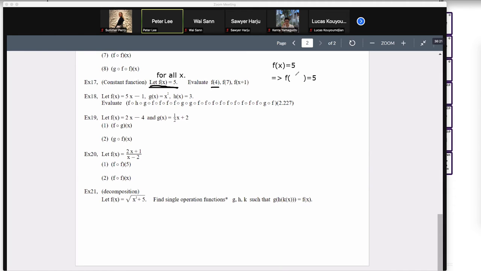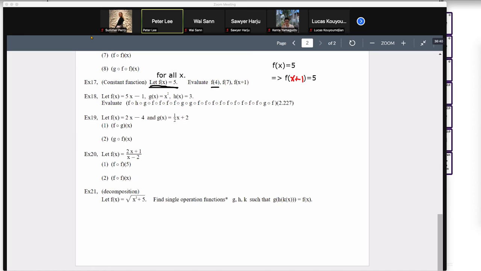So what is f of 7 then? 5. F of 7 is still 5. So then what is f of x plus 1? What is that? 5. That's also 5. So it's unchangeable, basically. Yeah, basically, when it says f of x equals 5, that means no matter what the x is, it's always 5.